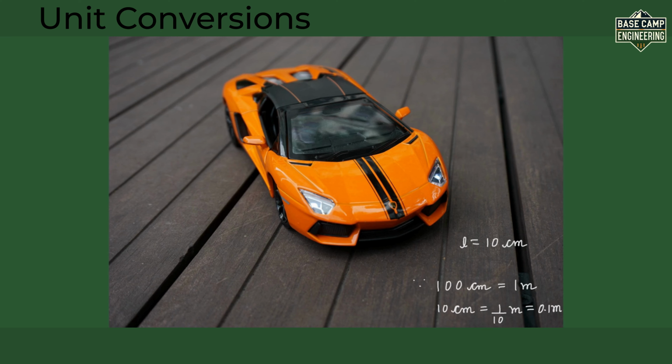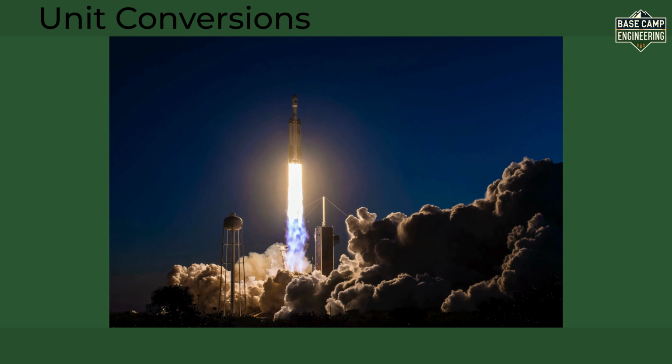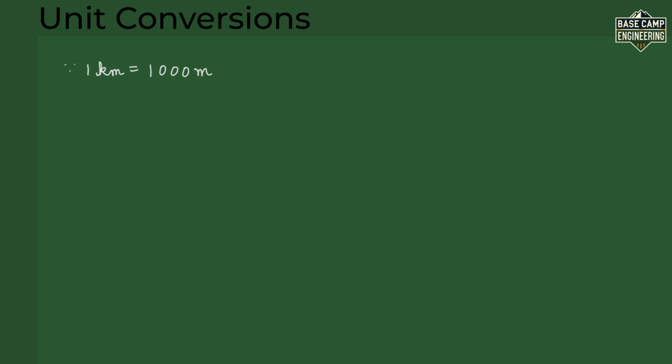Now, what if you have a track that's 2 meters long and you need it in centimeters? You multiply, which is 200 centimeters. Let's try another example with a rocket. The rocket travels 5 kilometers, but your map uses meters. There are 1000 meters in 1 kilometer. So, to convert kilometers to meters, you multiply by 1000. The rocket travels 5000 meters.